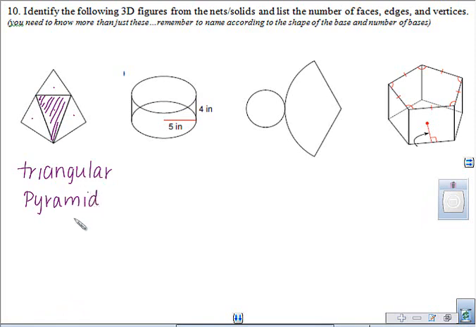Now, as it goes for number of faces, edges, and vertices, the net is a really good way to see the number of faces because it's all laid out and you can just count them. So there are 1, 2, 3, 4 faces.